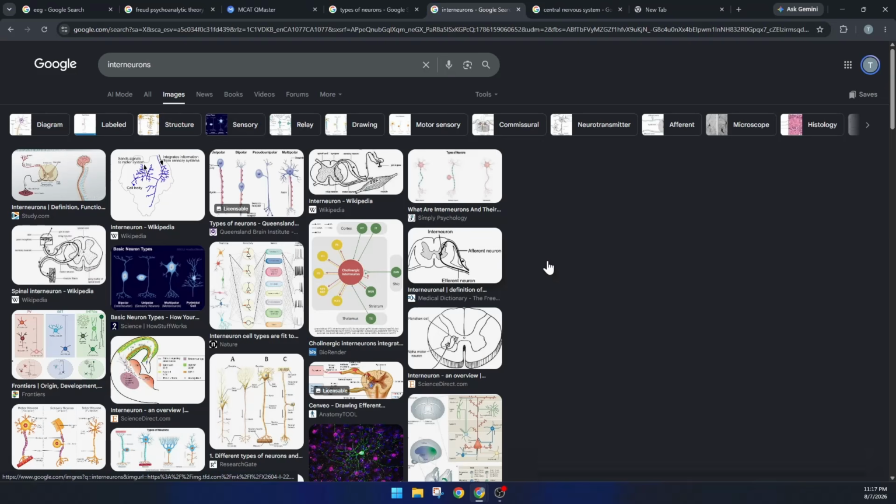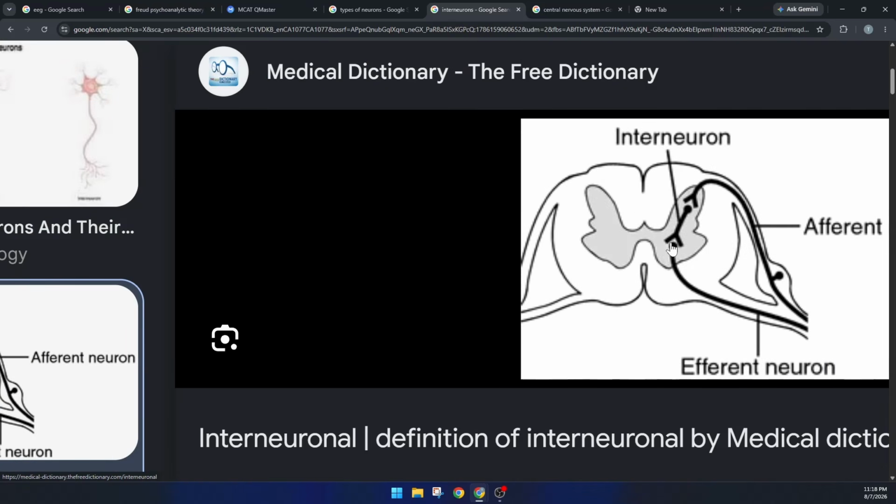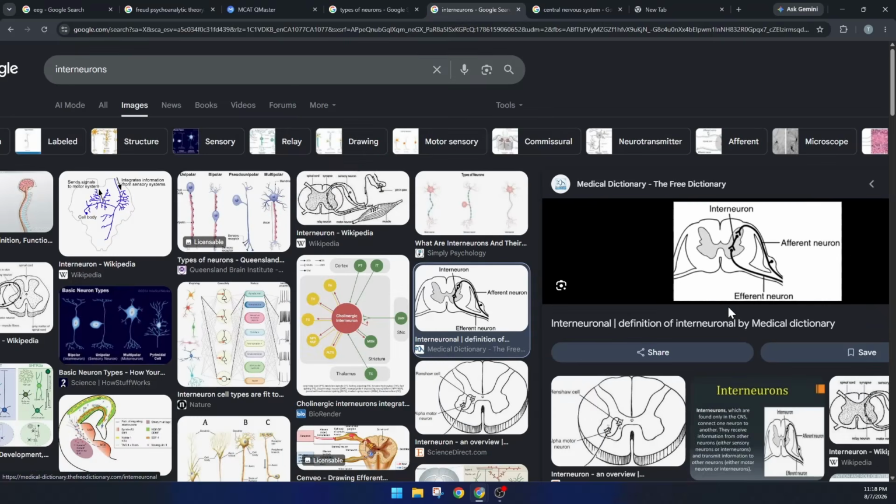Let's see if I find a better picture here. Here's a good picture of an interneuron, and you might be wondering what location this is. If you have no idea, never taken an anatomy or psychology or physiology or biology course in your life, that's fine. This is basically a cross section of your spinal cord, and as you can see, your afferent neuron is connected to your interneuron, and this is your efferent neuron. So your afferent is bringing this in. It's synapsing. Remember, we already talked about synapses, and it's sending a signal out, okay?